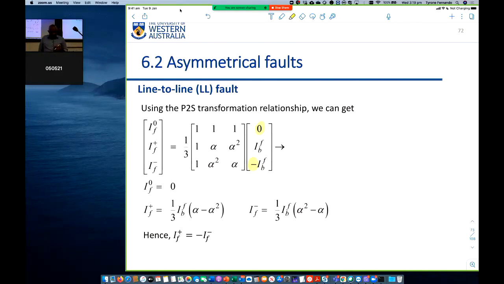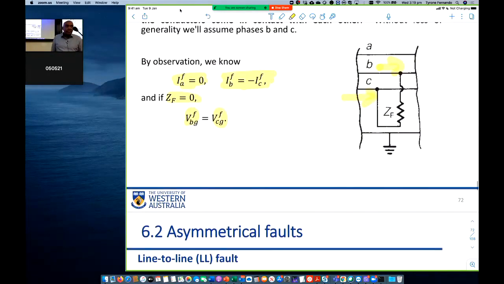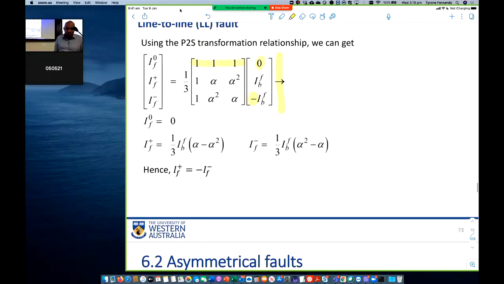Now, if we calculate the zero sequence current, this whole row multiplied by this whole column will give me 0. Now, does that also make sense? It makes sense because there can't be any zero sequence current here because there is no path to ground. For zero sequence current to flow, there has to be a path connecting to ground. There is no path connecting to ground here. So zero sequence current is 0, so that makes sense.